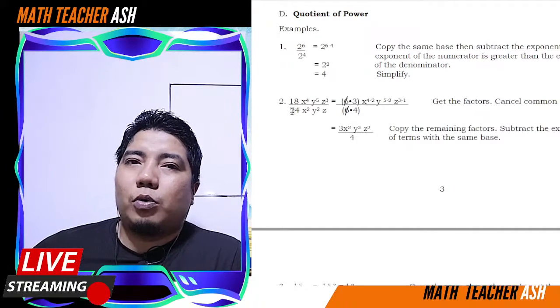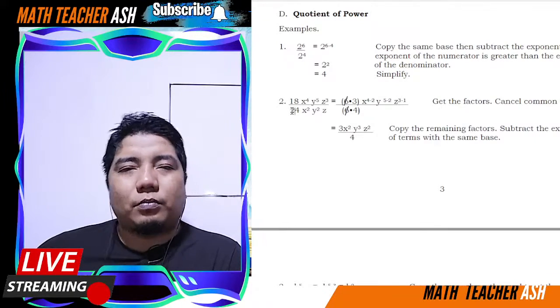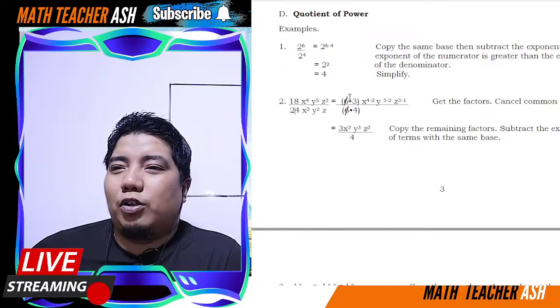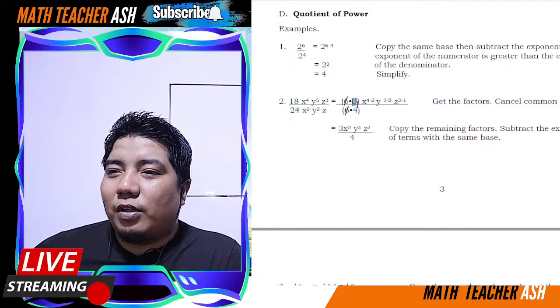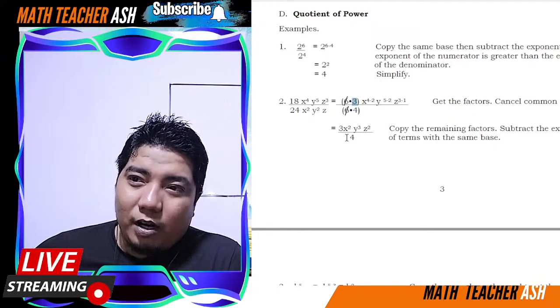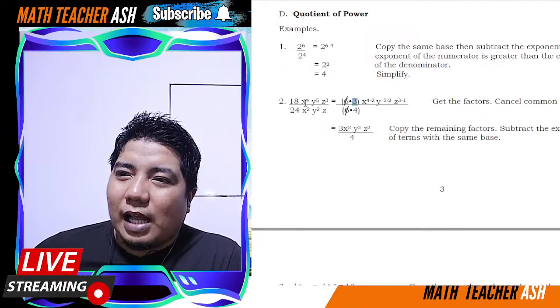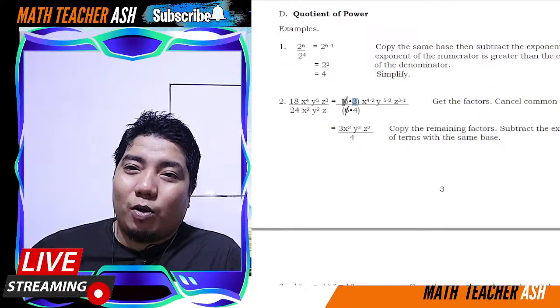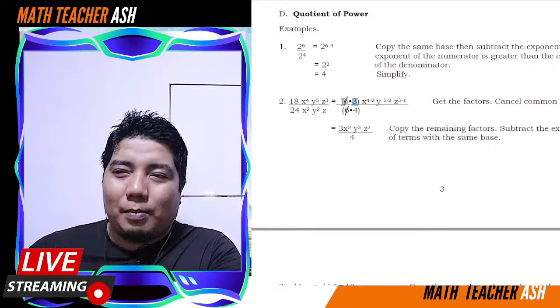Okay? So, 18 divided by 6, 3. 24 divided by 6, 4. So, therefore, 3/4 ang magiging lowest term. So, 3/4. So, 3 over 4. Now, ang tanong, Sir Ash, saan ko ilalagay yung mga x, y, z ko? Sa numerator o sa denominator?